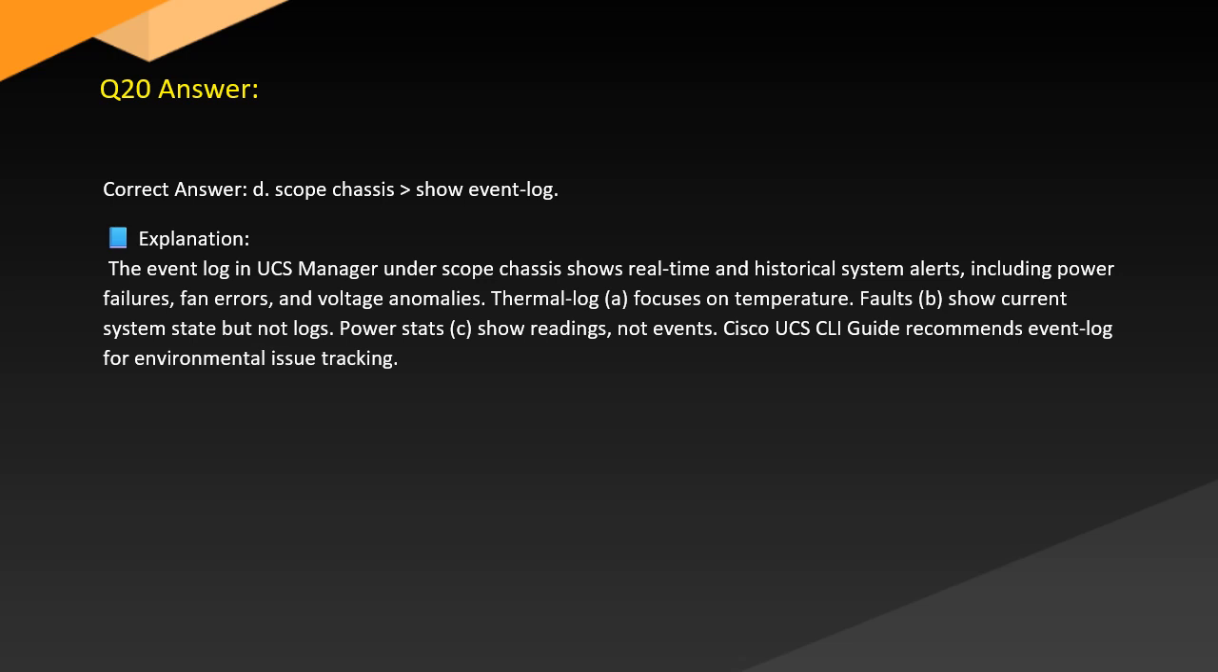Thermal log A focuses on temperature. Faults B show current system state but not logs. Power stats C show readings, not events. Cisco UX CLI guide recommends event log for environmental issue tracking.